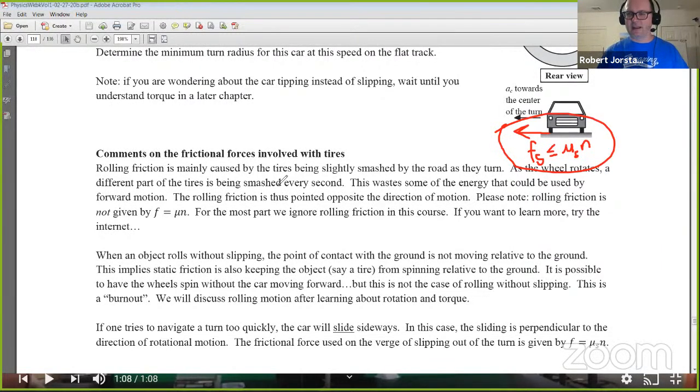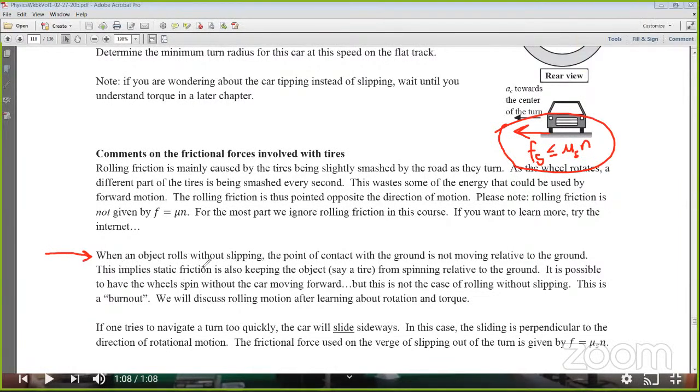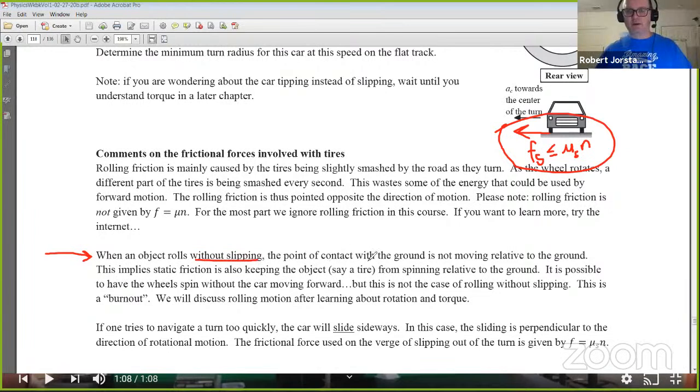Should it be static or kinetic? Static. This is mind-blowing here. When an object rolls without slipping, the point of contact with the ground is not moving. So get this. You could be driving 200 miles an hour, and part of your car is not moving. That's the bottom of the tire.